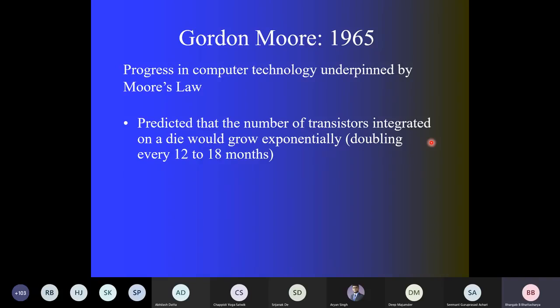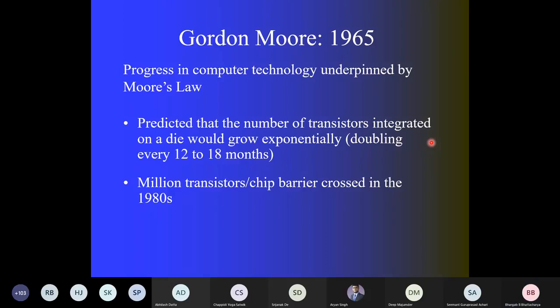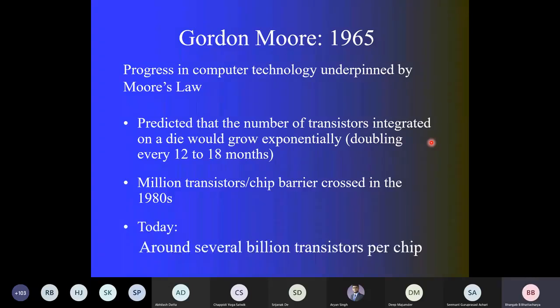So this is not only a matter of technological progress, but there is also a lot of economics behind it, the business factors behind it. In the 1980s, the million transistors per chip barrier was crossed. Today, as you can see, several billion transistors per chip can now be fabricated, as apparent from the previous slides, right?